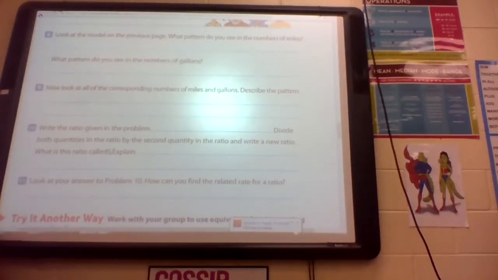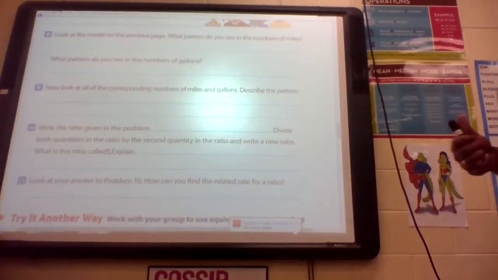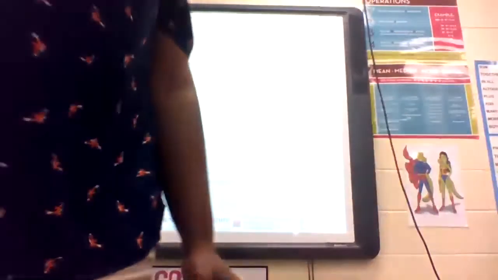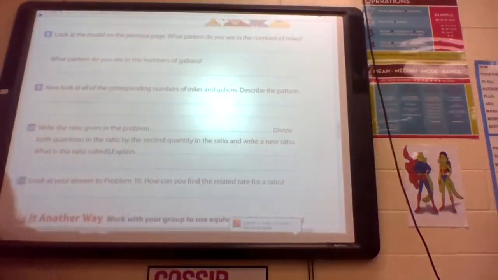You see what I'm saying? So if you're going from the top, you're multiplying. If you're going from the bottom, you're dividing, because you go from 60 to 2. That's a division problem, right? If you go from 1 to 30, that's a multiplication problem. If you want your miles, you multiply by 30. If you want your gallons, you divide by 30. So that's your answer to number 9. That's your pattern. Miles is multiplied by 30, gallons divide by 30.